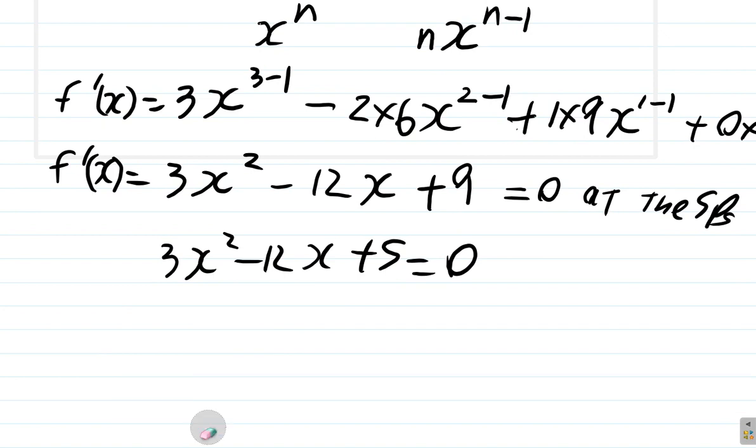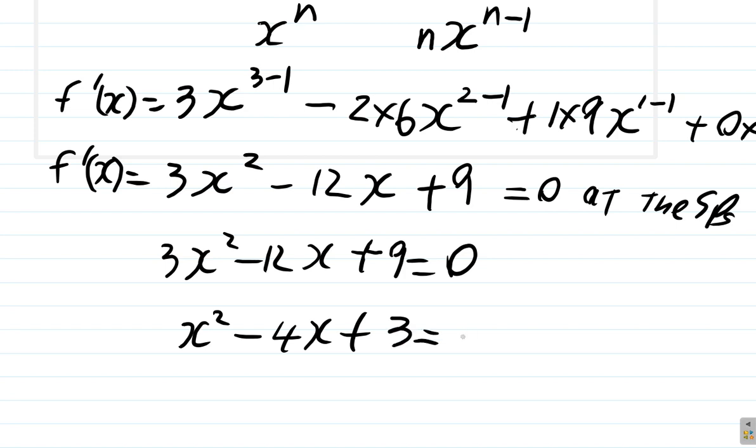Where did I get 9 from? So this is really plus 9. So we can divide by 3 to get smaller numbers. Divide everything by 3. 3x squared over 3 is just x squared minus 12x over 3 is 4x plus 9 over 3 is 3 equal 0 over 3 is 0.